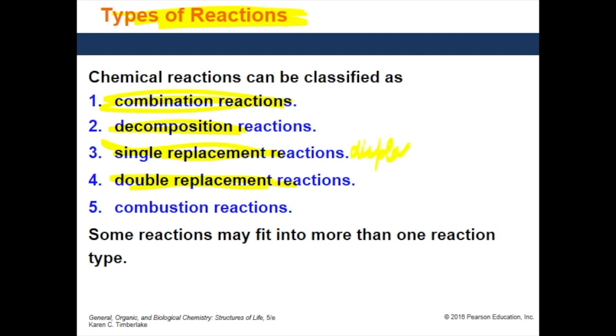So single displacement or double displacement or replacement, they are used interchangeably. And the last one is a combustion reaction. If a question sometimes asks you to classify the reaction, what type of reaction it is, sometimes a reaction can be multiple different kinds. For instance, a certain reaction can be an example of a combination reaction and a combustion reaction at the same time, which is okay. Sometimes certain reactions can be classified into multiple different categories of type of reaction.